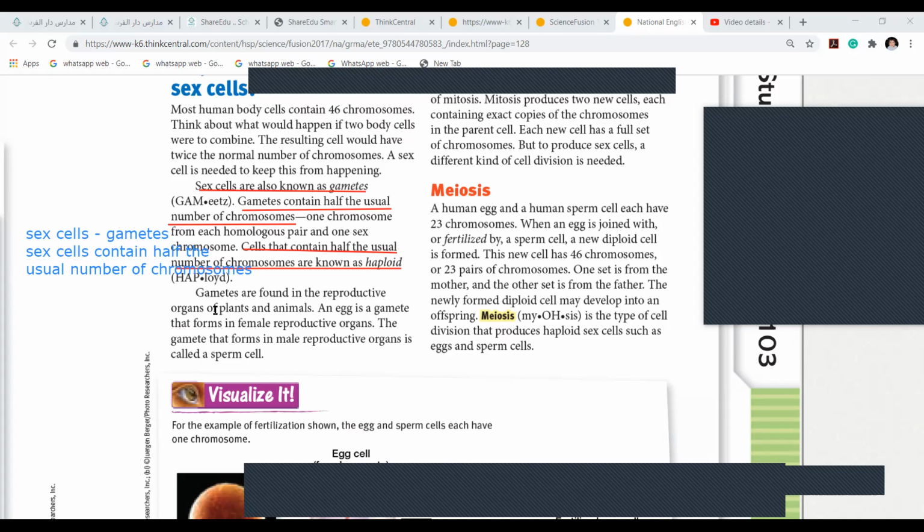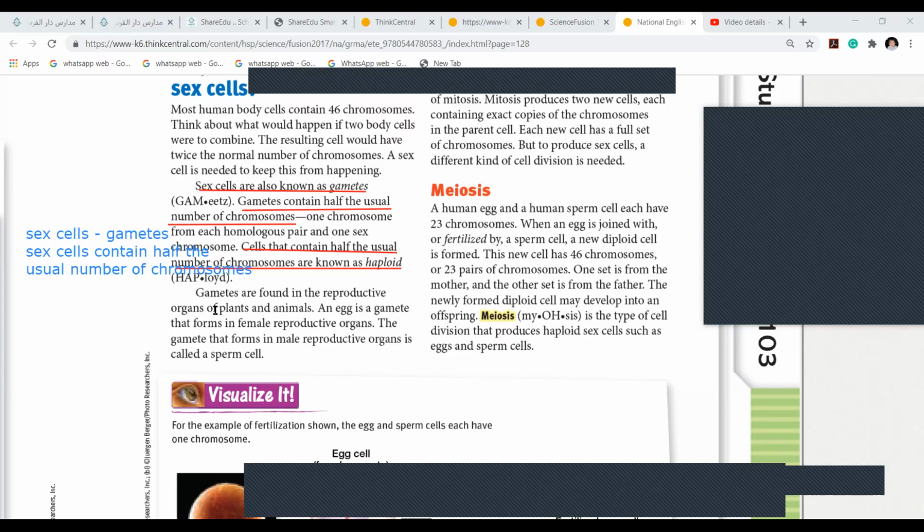If he doesn't have 46 chromosomes, if accidentally during the formation in the mother's womb the baby boy makes one chromosome less, he will not be a normal baby boy. What will happen to him? He will be abnormal. You know Down syndrome? I will talk about it later.